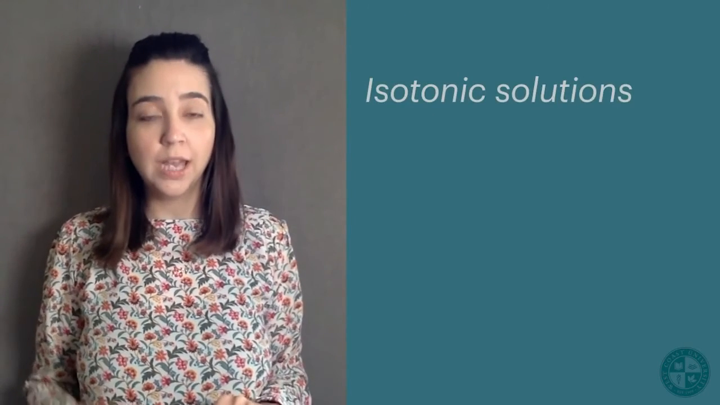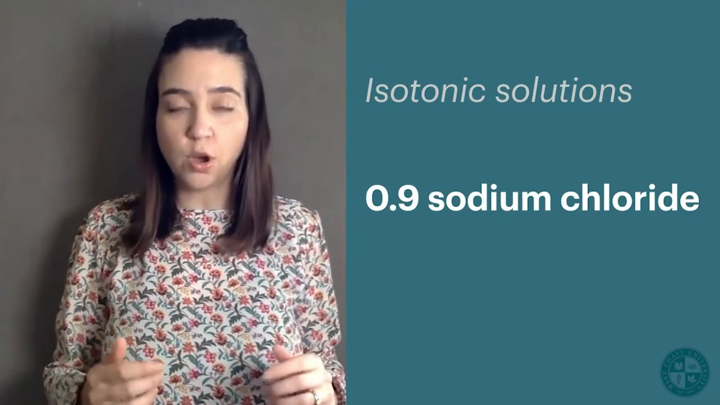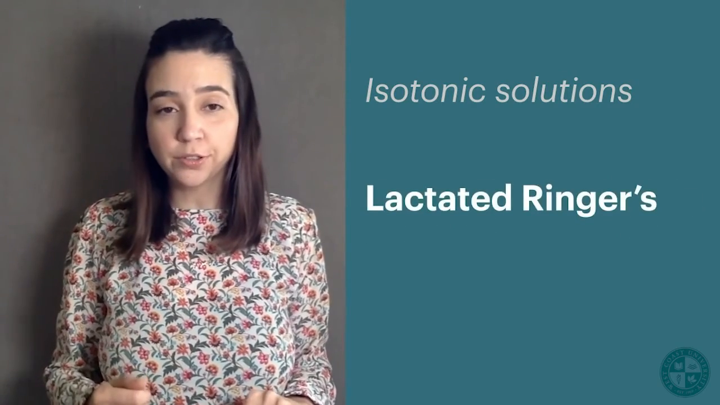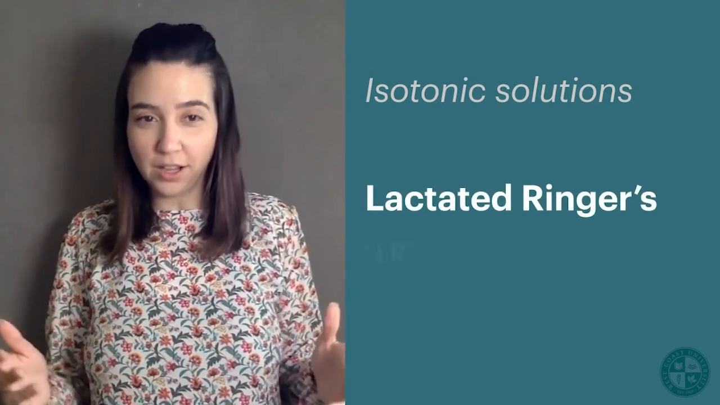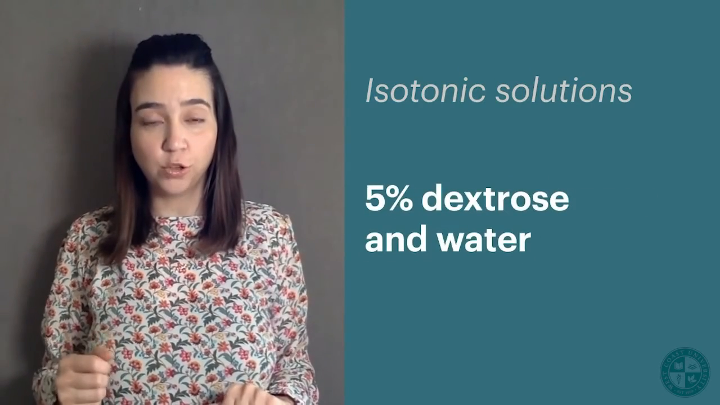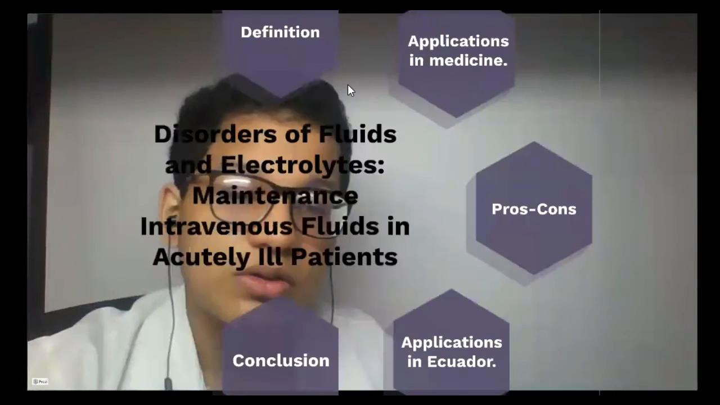Some examples of isotonic solutions include 0.9% sodium chloride, which is also called normal saline solution, lactated Ringer's, which is also called LR, and 5% dextrose in water, which is also called D5W.